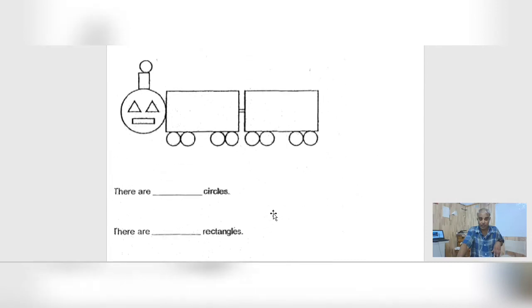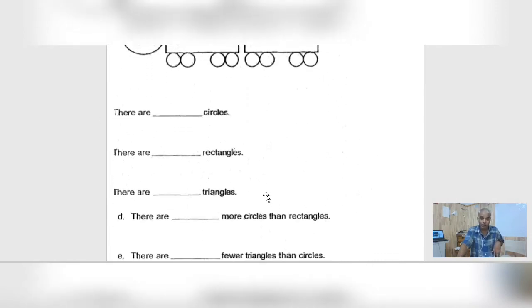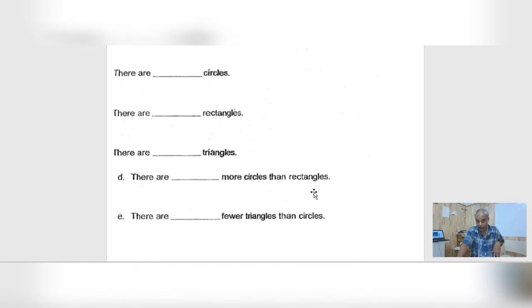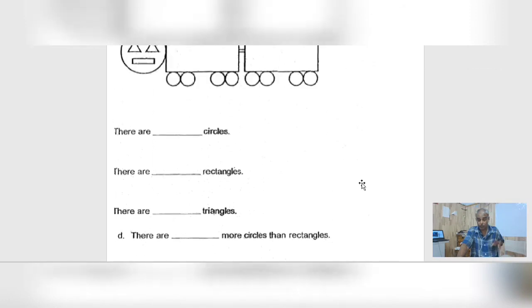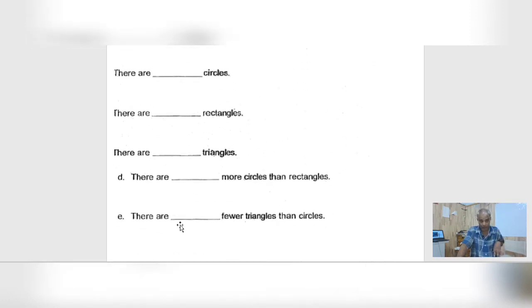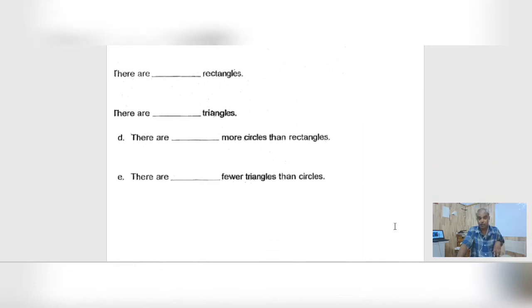How many triangles are there? So you can find out 1 and 2 triangles are there, if I'm not mistaken. Now here comes the math question. There are this many more circles than rectangles. So you have to calculate how many circles are there, how many rectangles are there. And the same question is again here, of a similar type. There are fewer rectangles than circles. So that was really a good question, I think.